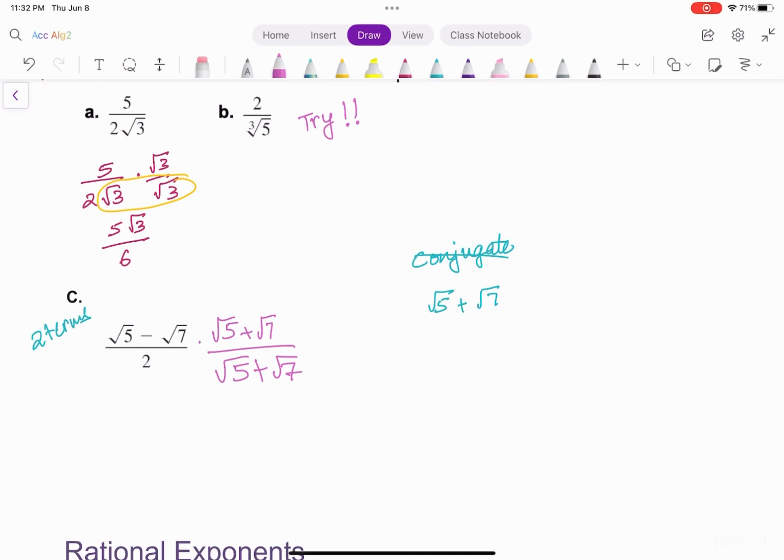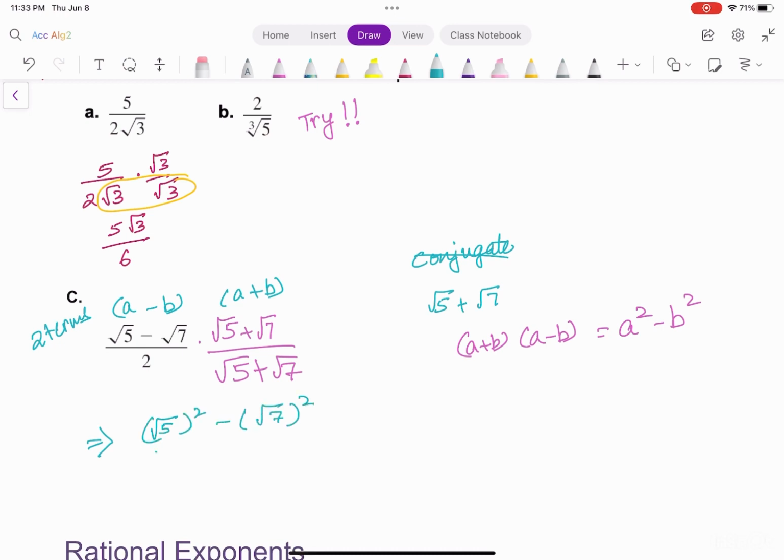Now to simplify this, if you remember, you have done the property a plus b times a minus b is nothing but a squared minus b squared. So radical 5 minus radical 7 is a minus b in this case, and radical 5 plus radical 7 is a plus b. So I can combine it and rewrite it in terms of a squared minus b squared. Radical 5 squared and radical 7 squared. Denominator, rewrite everything.